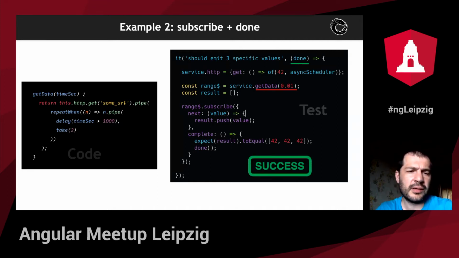And here, the drawback of Jasmine done callback method is becoming obvious. Yes, we cannot test code that had some big delay times. So I provided a very small timeout when I call getData, since otherwise test run will take too long. But how to omit it? And we will see how.